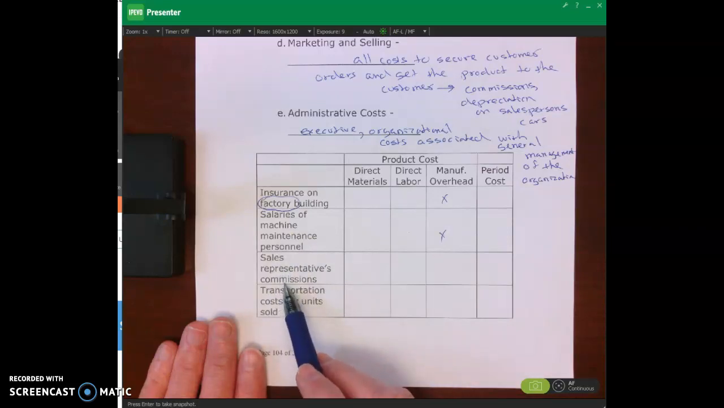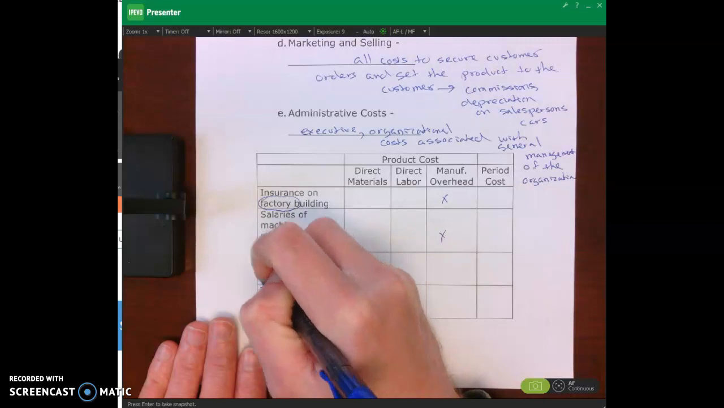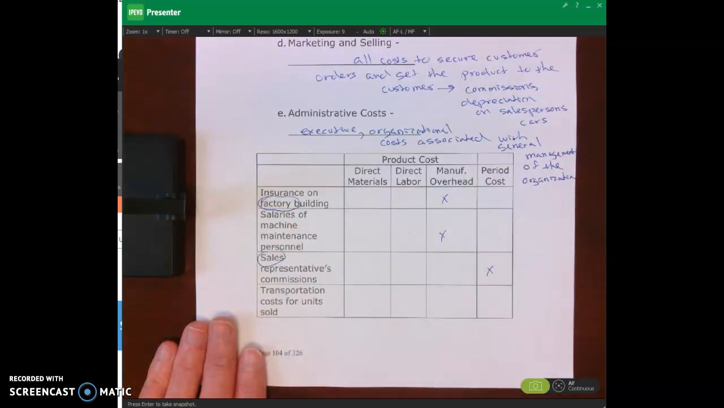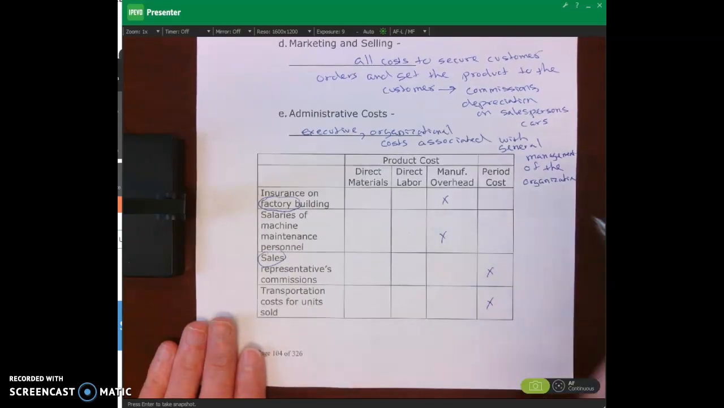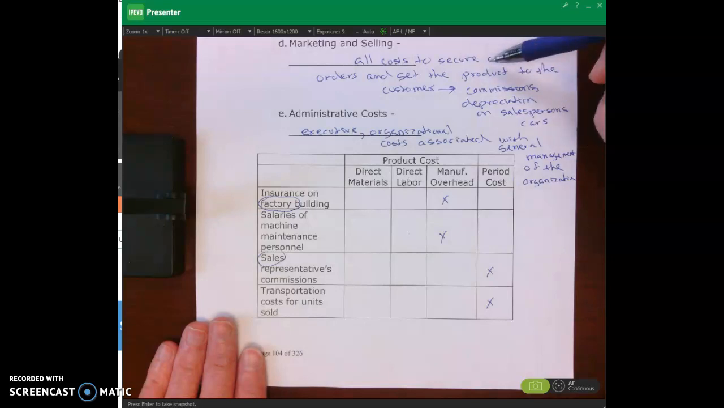Sales representatives' commissions. Keyword sales, that is a period cost. Transportation costs for units sold. This is also a period cost. It's marketing and selling. This is marketing and selling, and so is this, which again is a subtype of period cost. Why is this marketing and selling? Well, look, it says all costs to secure the customer orders and get the product to the customer. This is getting the product to the customer. Okay.